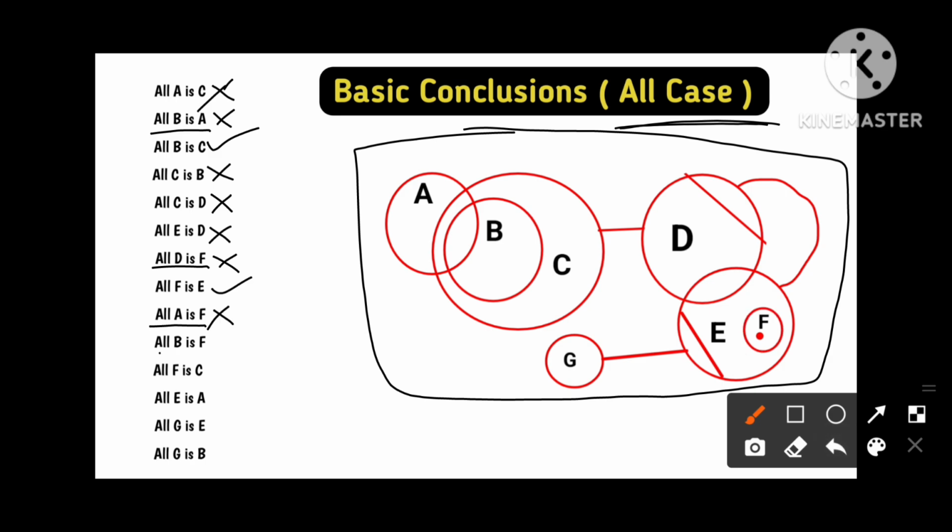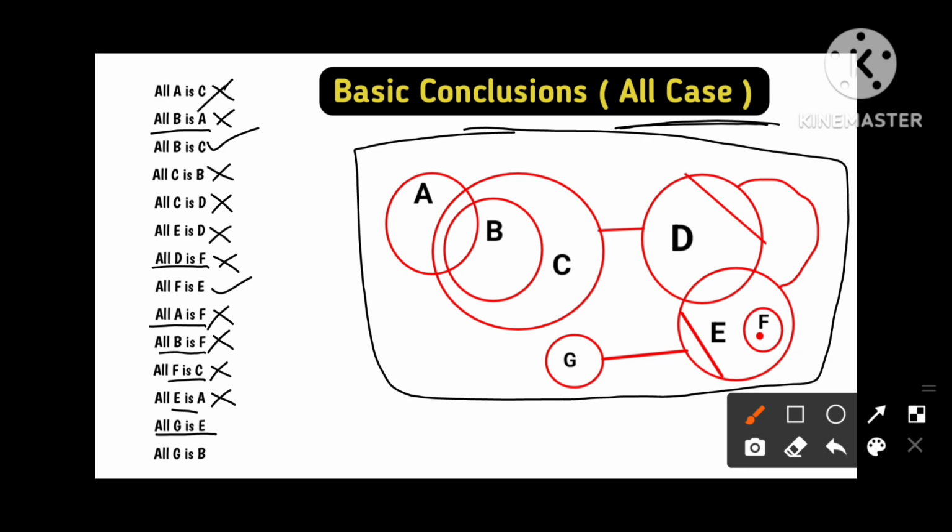Next one, all B is F. The same thing I already repeated in the previous one, which is F shares only with E. Then how can it represent with B? This is also false. F with C, the same thing. F shares with only E. So this is also false. All E is A. Do you see all E is inside A? We don't see the same meaning in our basic statement Venn diagram. So this conclusion is also false.